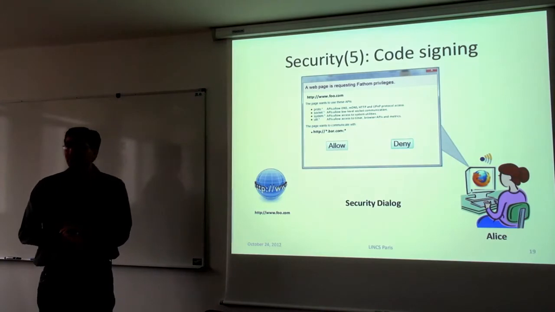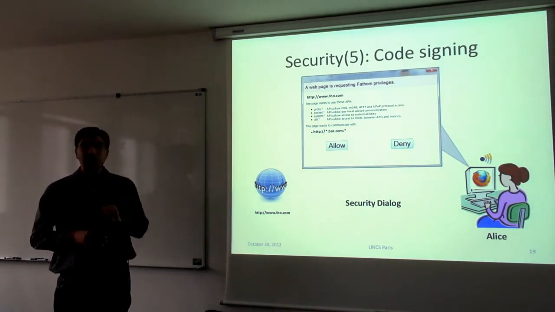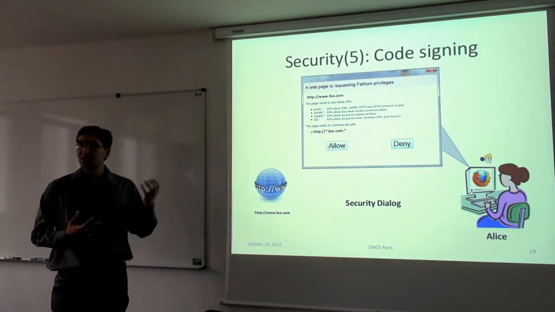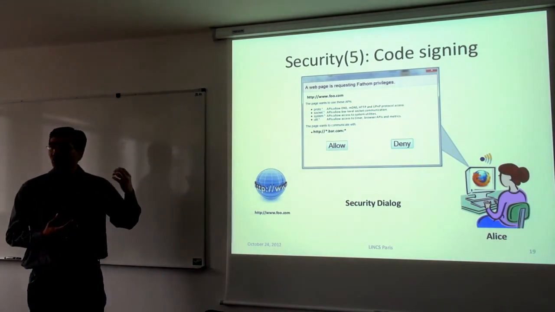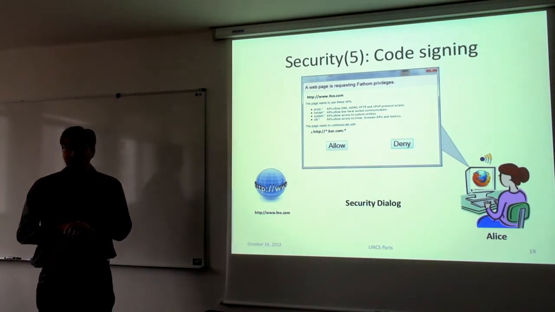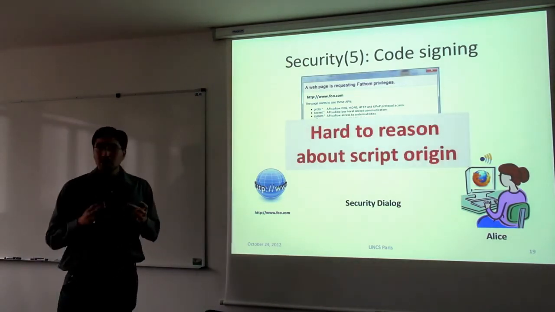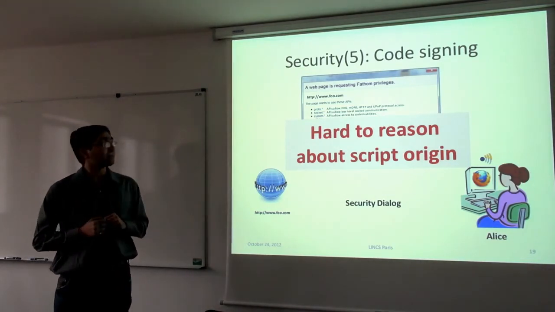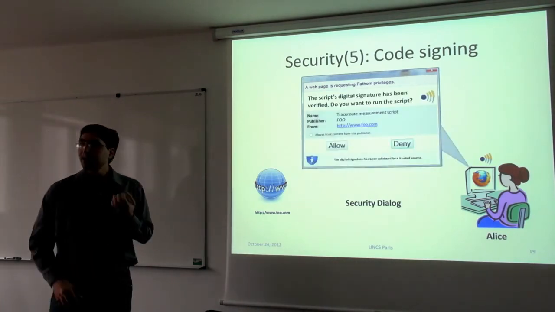The last security mechanism is code signing. Now when a user sees this security dialog box, he gets no indication about the trustworthiness of this script, whether it's coming from a legitimate source or, say, a malicious user who's trying to attack the network. And this is because it's very hard to reason about the trustworthiness of the script just based upon the origin of the script. So what Fathom provides is the use of signed scripts.